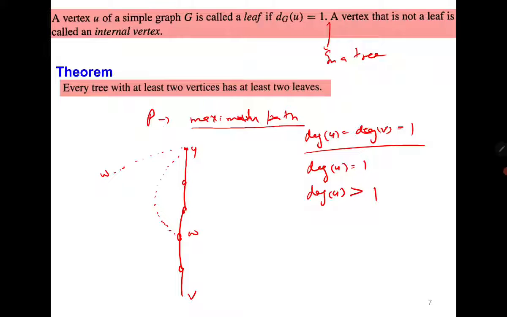In the other case, if u is adjacent to a vertex w on the path, then it forms a cycle. Again a contradiction because a tree has no cycles. In both cases, when we assume degree u is greater than 1, we reach a contradiction, and therefore degree u should be equal to 1. Similarly, degree v should be equal to 1, and therefore a tree has at least two leaves.